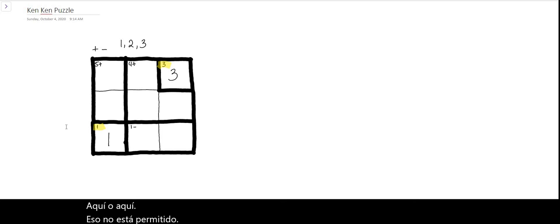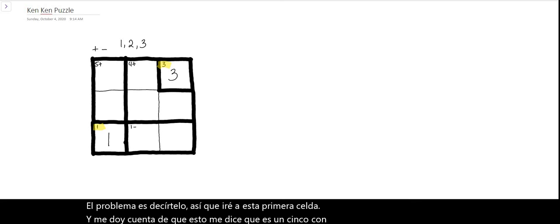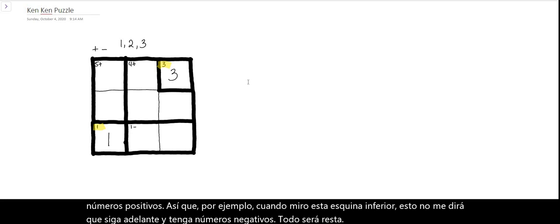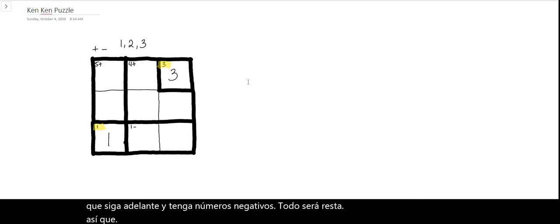The next thing is you have to look for what the problem is telling you. So I'll go to this first cell, and I notice that it's a 5 with adding. I treat these only as positive numbers, so when I look at this bottom corner, it will not tell me to have negative numbers. Everything will be subtraction. So I will begin with plus 5. Now plus 5 means that I want to figure out which of these numbers I can add up so that they make 5.